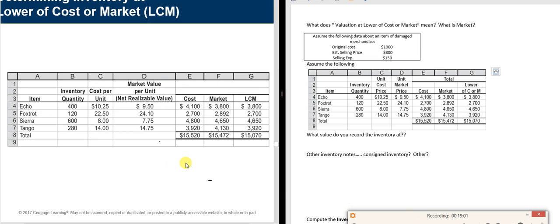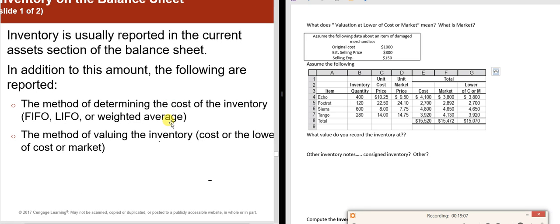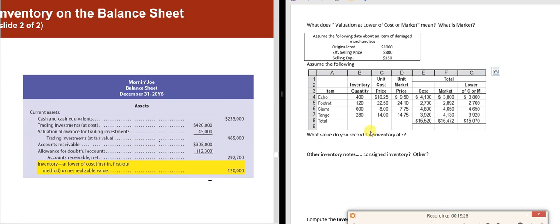Okay. Oh, that's that one. Okay. Please go through these slides and your book, figure it out, or both. Okay. So what do you have to tell in your financial statements? Well, you have to tell what method you use in the notes to the financial statements, and you have to tell if you valued at lower cost or market, as well as FIFO, LIFO, weighted average.